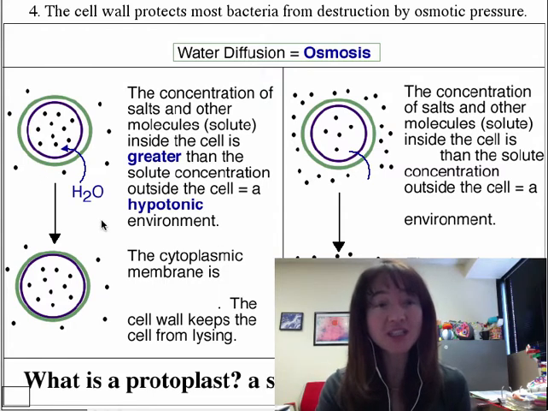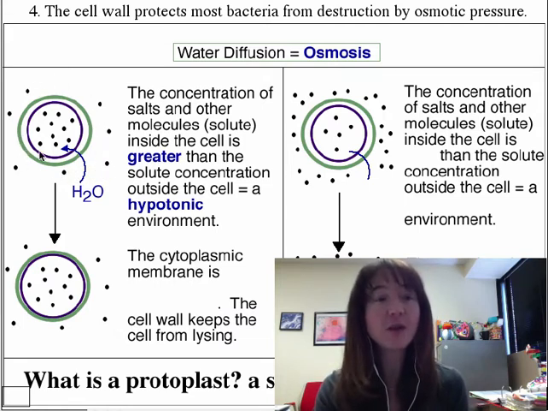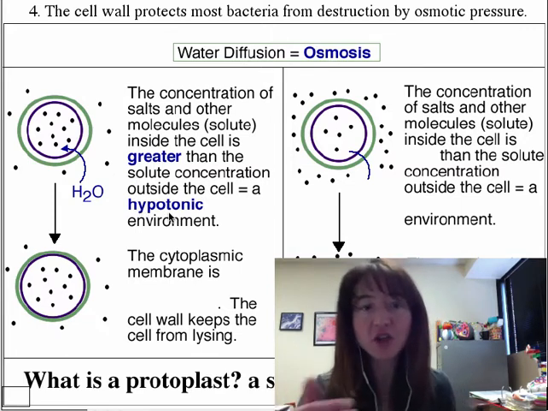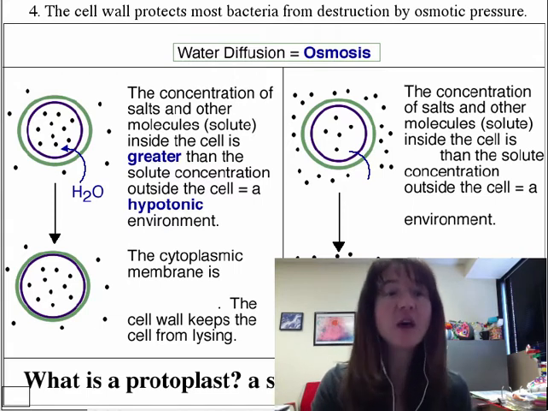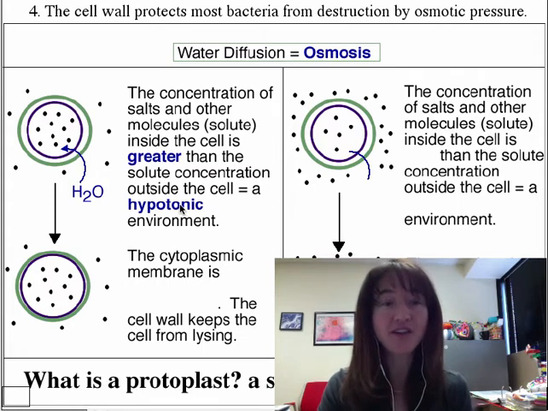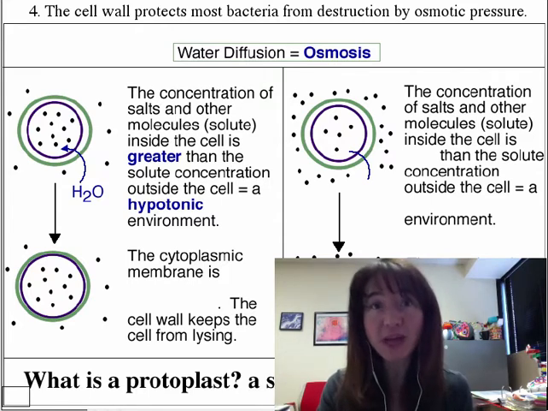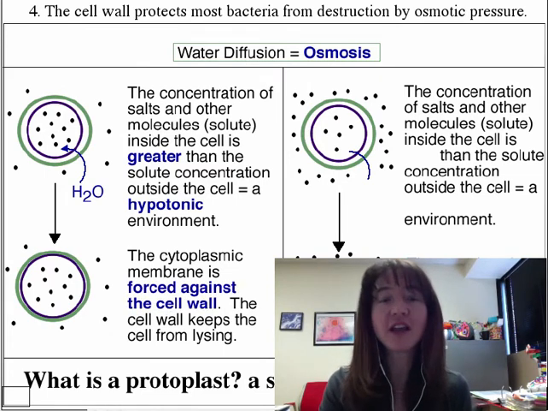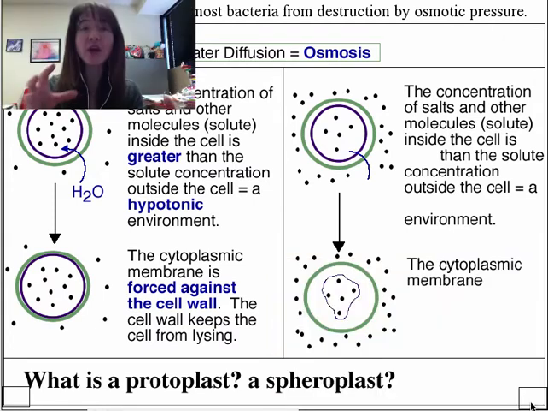So let's talk terminology here. If the solute concentration outside the cell is lower than inside the cell, we say that the environment is hypotonic. Hypo means less than. So there's lower solute concentration outside the cell than inside, so it's a hypotonic environment. We know that the cytoplasmic membrane gets smushed up against the cell wall, and this is actually somewhat enjoyed by bacteria. They actually kind of like it. It gives a little bit of turgor pressure, and they like that taut membrane up against the cell wall.